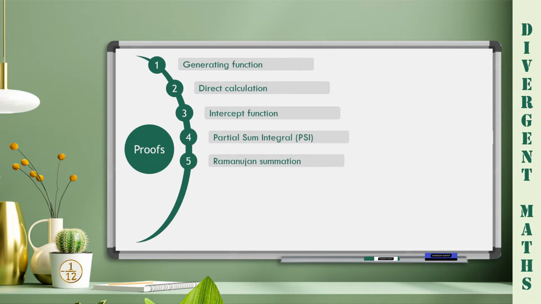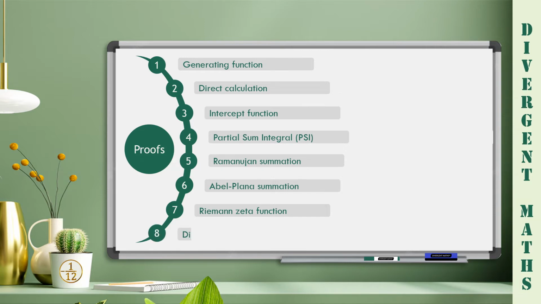Proof number 5, Ramanujan summation. Proof number 6, Abel-Plana summation. Proof number 7, Riemann zeta function. And proof number 8, Dirichlet eta function.